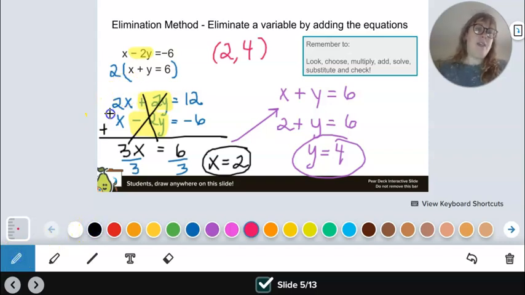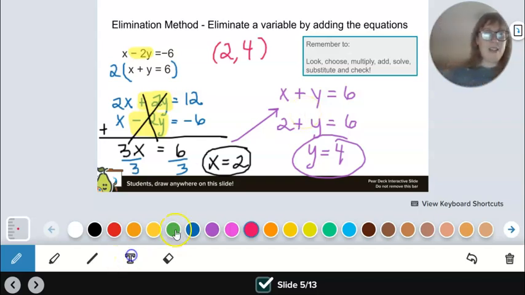Negative 12x plus 12x cancels to 0. 8y plus 9y is 17y, equals 12 plus negative 12 is also 0. So if we divide both sides by 17, we get y equals 0. 0 divided by 17 is 0. So our y coordinate of our solution is 0.